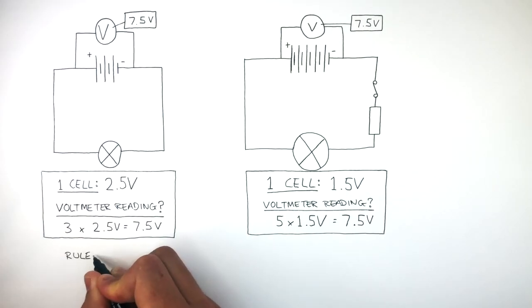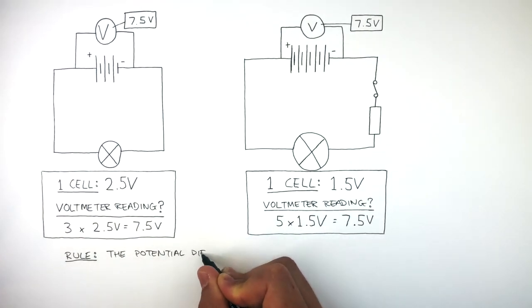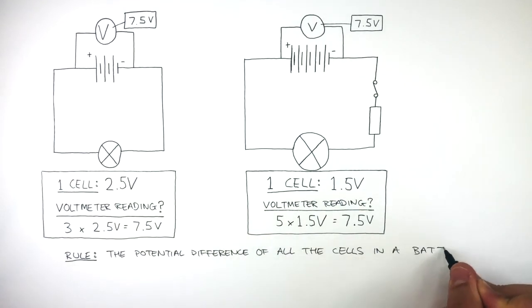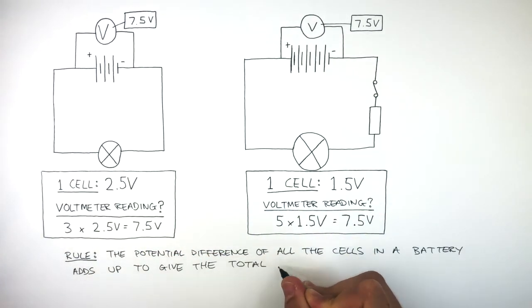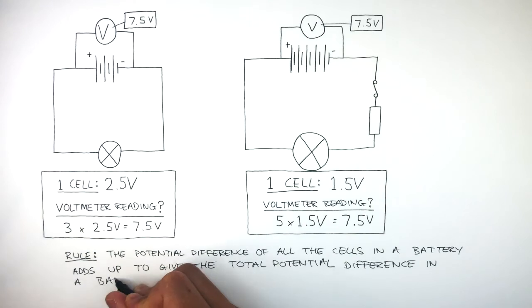So the rule is, the potential difference of all the cells in the battery adds up to give the total potential difference of the battery.